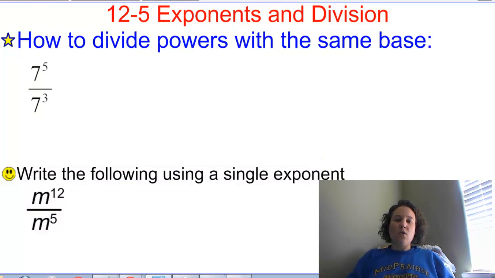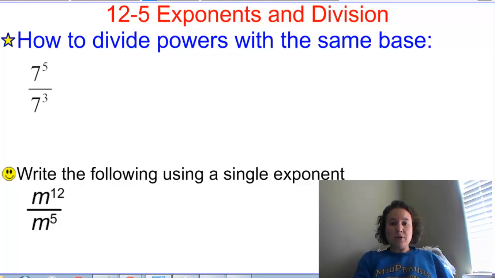A couple days ago, we were exploring what happened when you multiply two powers that have the same base together. And so we did a little exploration with that. I'm just going to show you how it works when we divide two powers that have the same base. So let's say I'm taking 7 to the 5th power and I want to divide that by 7 to the 3rd power. And so remember that when we have exponents, we can, if we want to, expand those out.